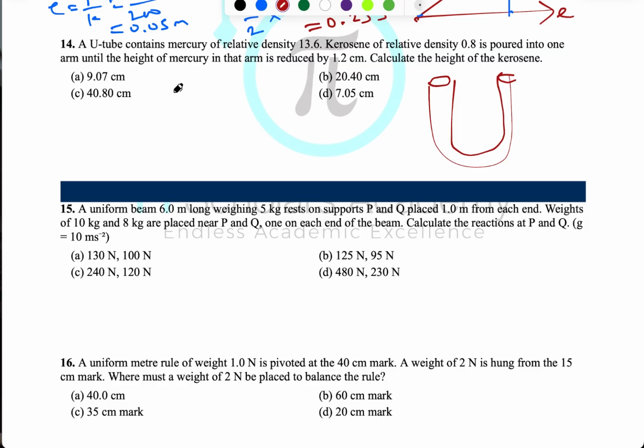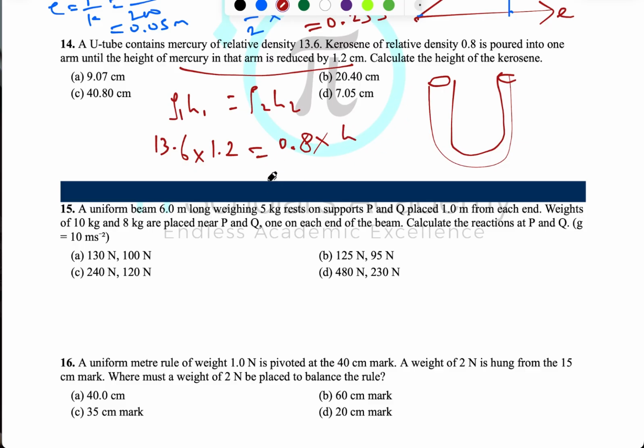Whenever you see a problem like this, you don't need to worry yourself. Just use rho 1 h1 equals rho 2 h2. Using the relative density, we just assume the relative density is the same thing as the density of the object. So for the mercury, we have 13.6, and the height of the mercury is reduced by 1.2. For kerosene, we're going to be using 0.8. So we are looking for the height of this one. This is going to be 13.6 times 1.2 divided by 0.8. That will be the height of the kerosene, and that's 20.4 centimeters. So that's how you do a question that has to do with the U-tube.